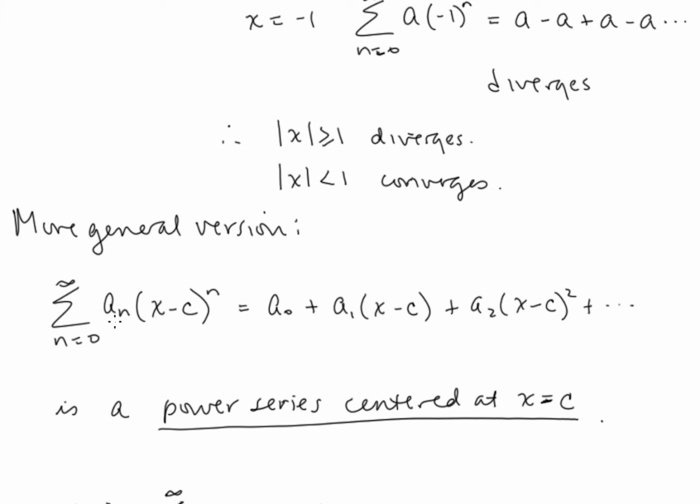So most of our power series are not going to be geometric. And so we will have to use the ratio test to deal with most of them. Now here's an even more general version of a power series. We have a sub n x minus c to the nth power. Here we say that our power series is centered at x equals c.